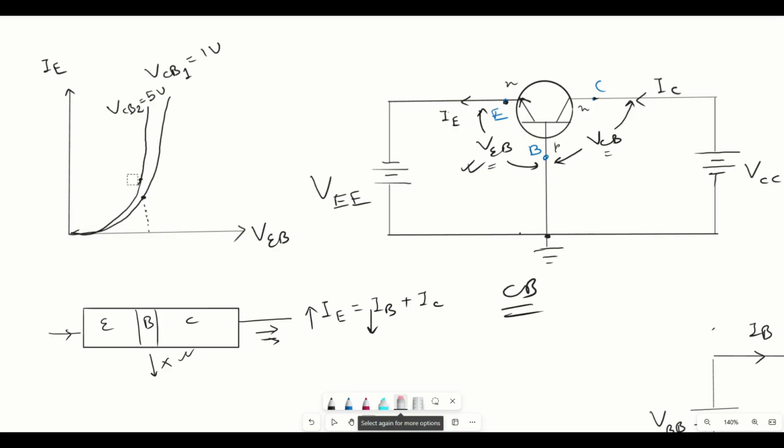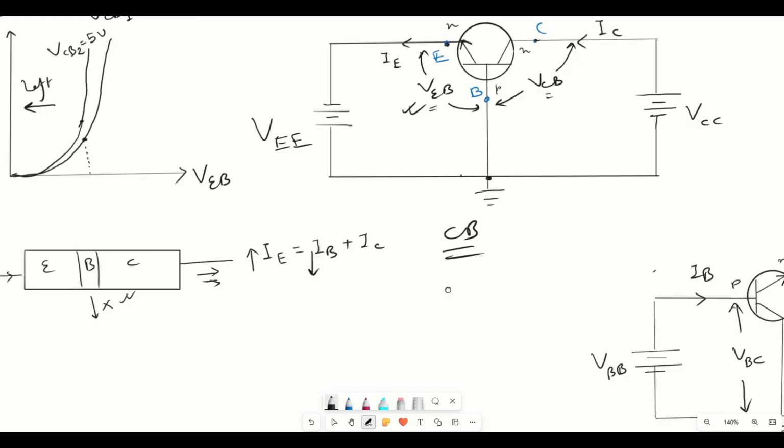And it should start after 0.7. That condition will remain same. But the thing is, next time we will be getting higher values of current. So as we increase the output voltage, the graph shifts towards left. So this is the response of the common base.